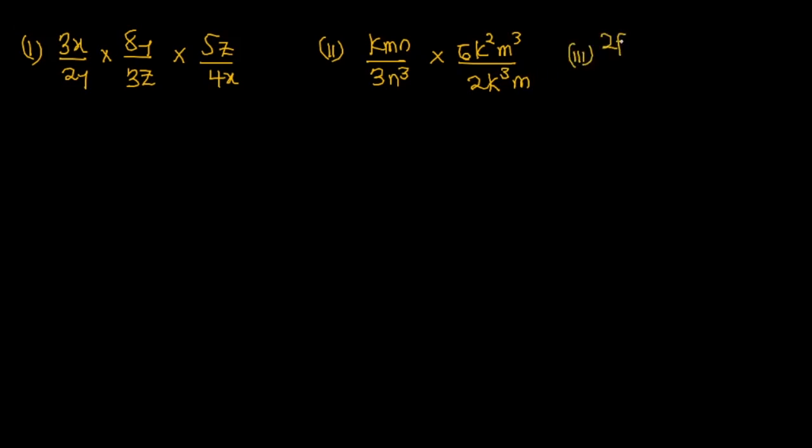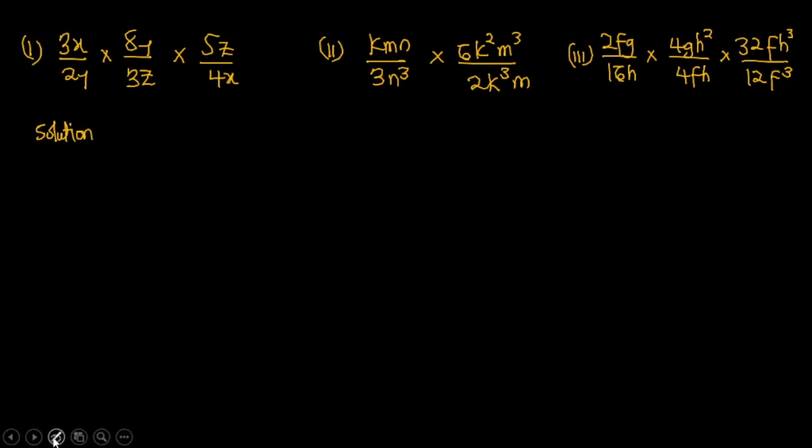is 2fg on 16h multiplied by 4gh squared on 4fh multiplied by 32fh cube on 12f cube. Alright, so these are the expressions we are to simplify as much as possible. So let's go ahead and simplify these expressions. Now you can pause the video and try your hands on these expressions to see what you get as your answer.